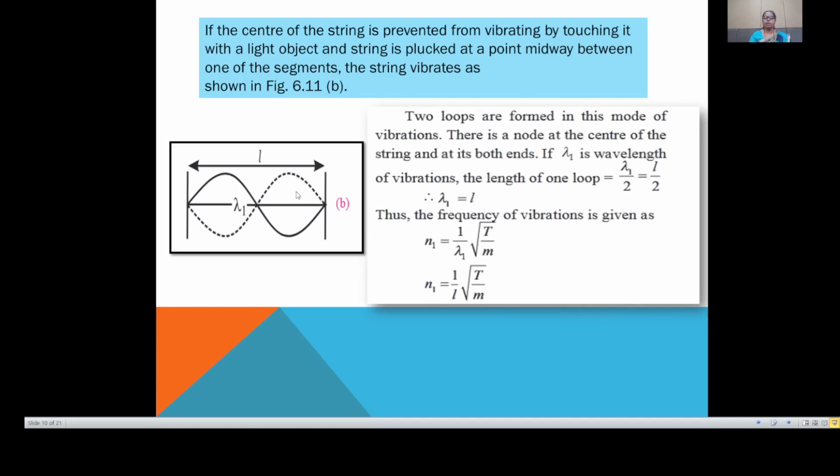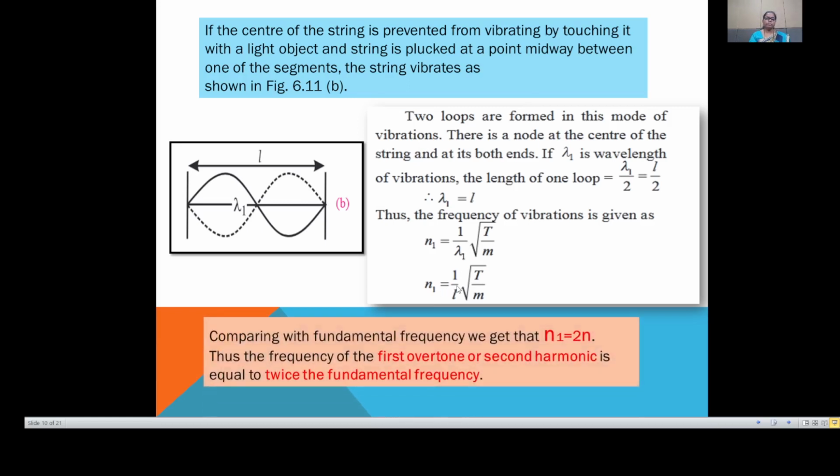If two loops are formed in this mode of vibration, there is a node at the center of the string and at both its ends. If lambda 1 is the wavelength of the vibration, the length of one loop is lambda 1 divided by 2, which is equal to L divided by 2. Therefore, lambda 1 is equal to L. Thus, the frequency of vibration is given as N1 is equal to 1 upon lambda 1 times root T divided by M, which gives N1 is equal to 1 upon L times root T divided by M.